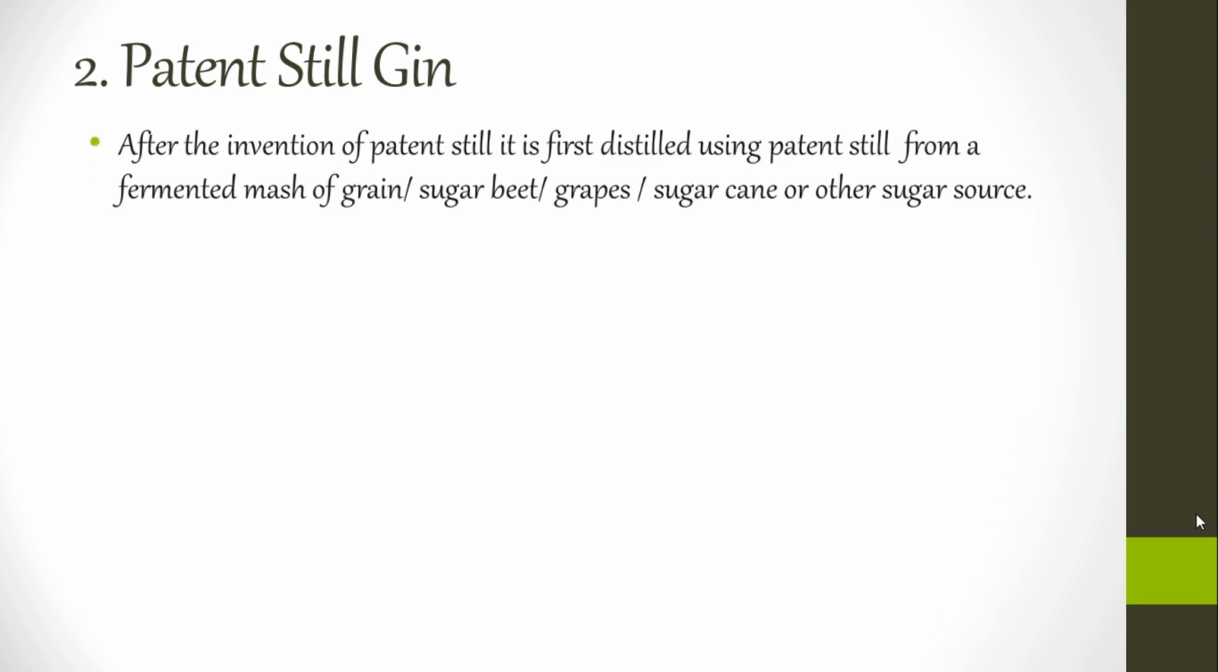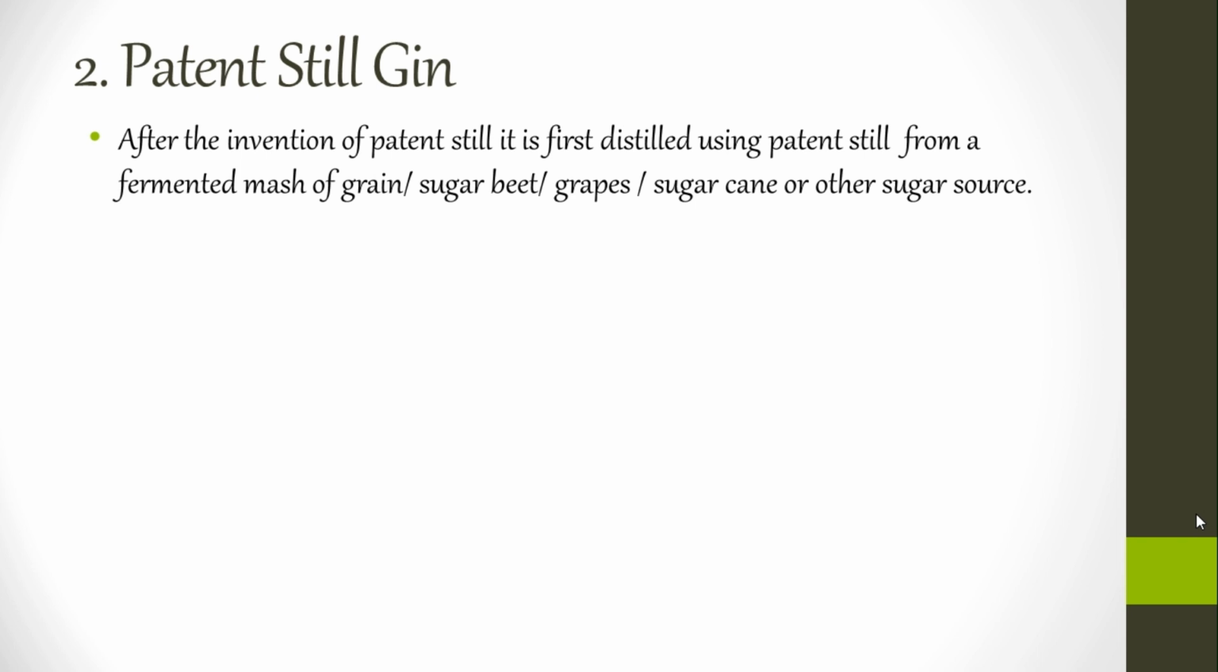Now patent still. Patent still is a continuous still distillation method. After the invention of the patent still, the spirit is first distilled using the patent still from a fermented mash of grain, sugar beet, grapes, sugar cane or other sugar source. So here you can see the base material of gin can be anything. It can be any grain, barley or rye, wheat or anything. Sugar beet, which is famous in the US, and grapes, even sugar cane or any other sugar source, any fruit which has sugar. So from anything we can make the distilled neutral spirit. Then by adding juniper to the neutral spirit, you can make gin.